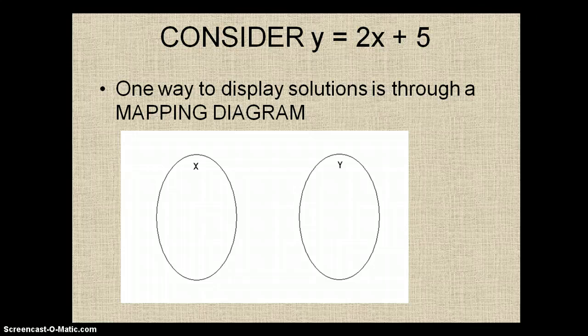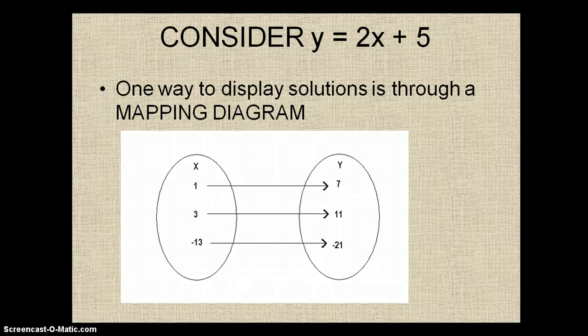So when we have a mapping diagram, we have x values and we have y values. Our x values are considered our input values. If I input the number 1 into our equation for my value of x, my output is going to be 7, because 2 times 1 plus 5 equals 7. Again, if I plug in 3, my output will be 11. And if I plug in a negative 13, my output will be negative 21.